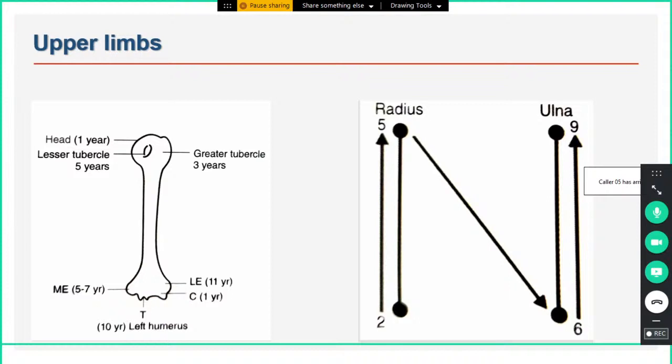For humerus, the head appears in 1 year, lesser tubercle in 5 years, greater tubercle in 3 years. Medial condyle in 5 to 7 years, lateral condyle in 11 years.